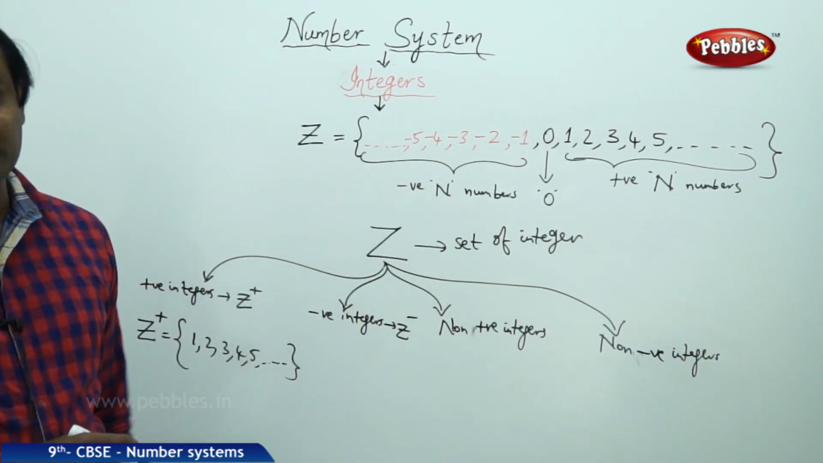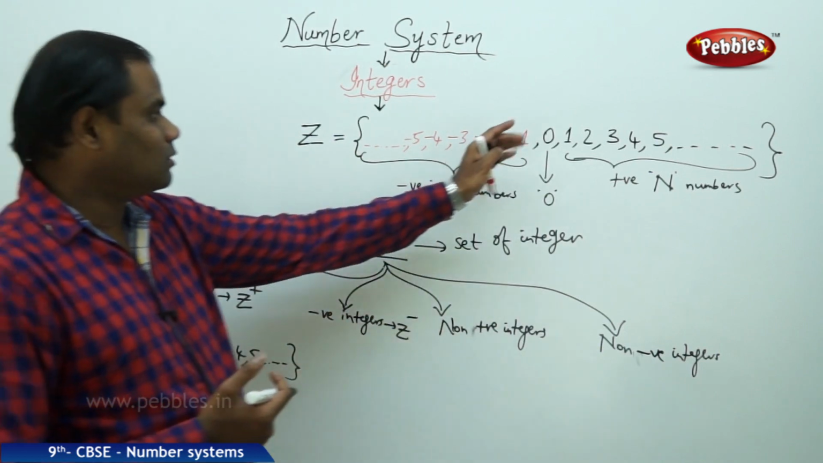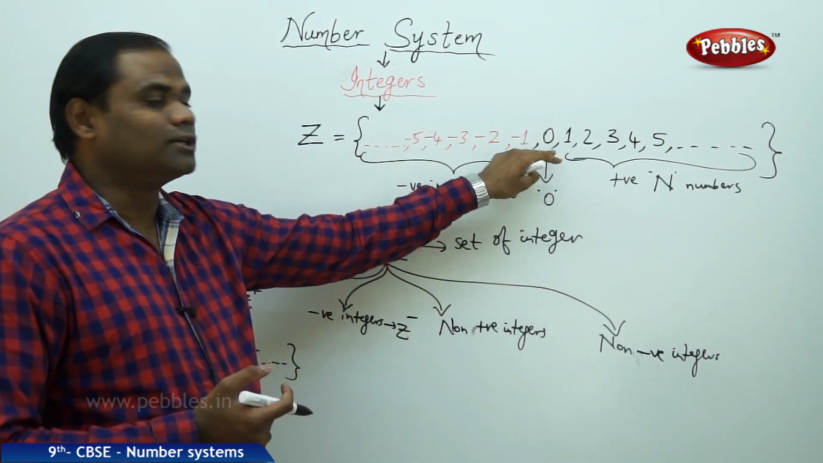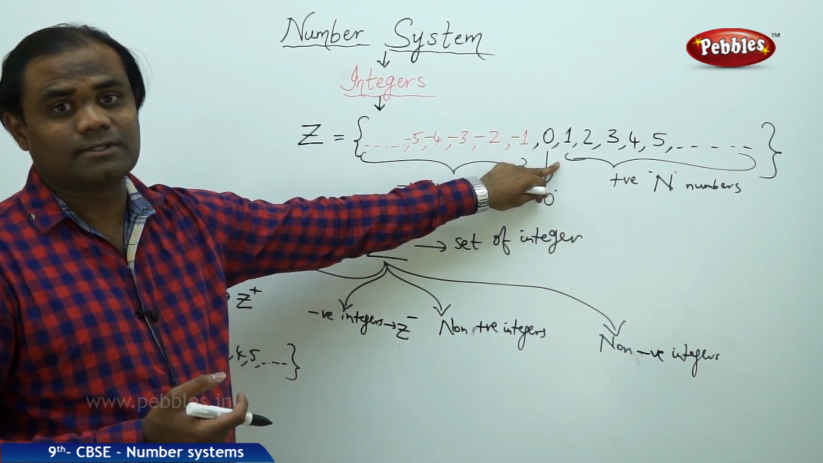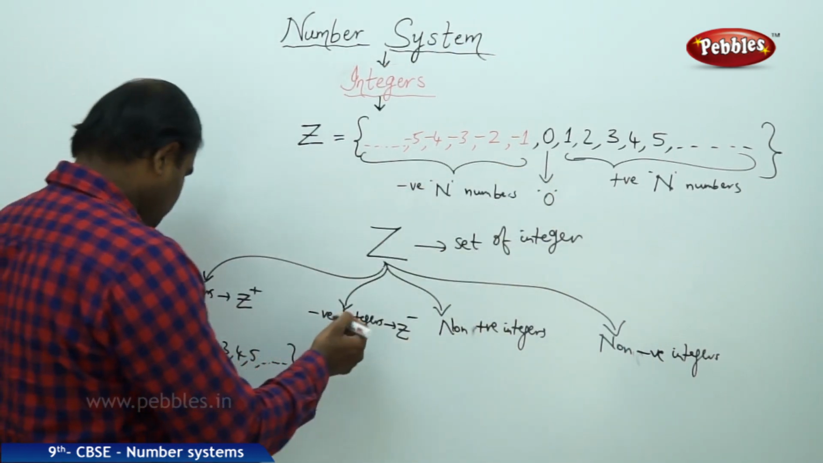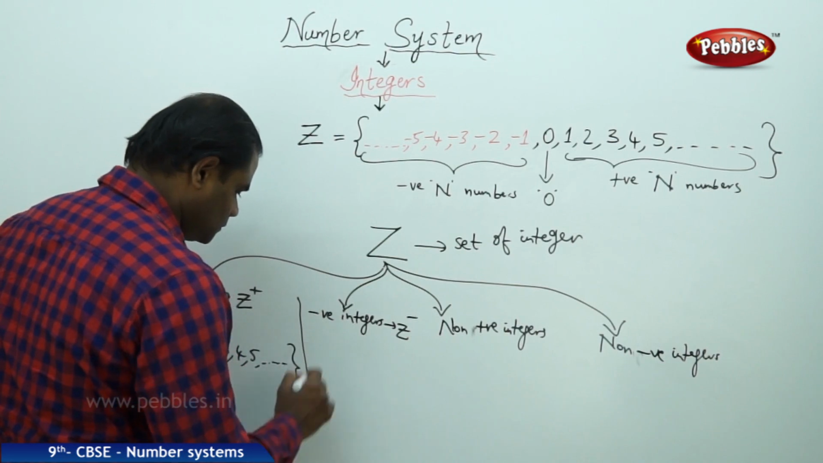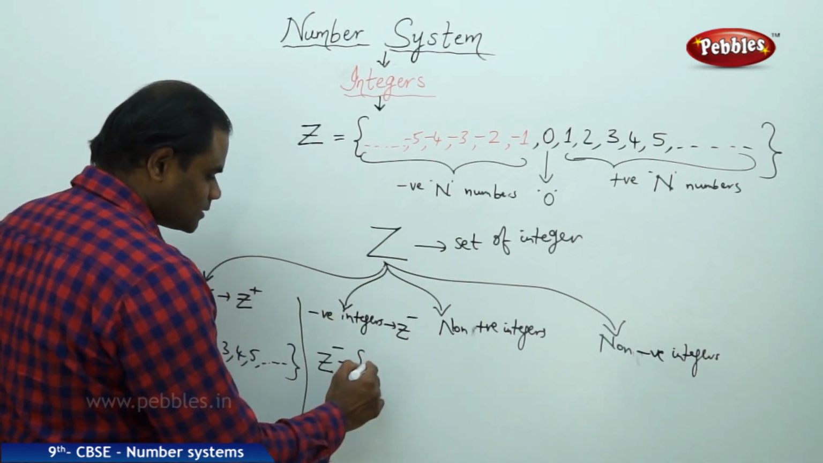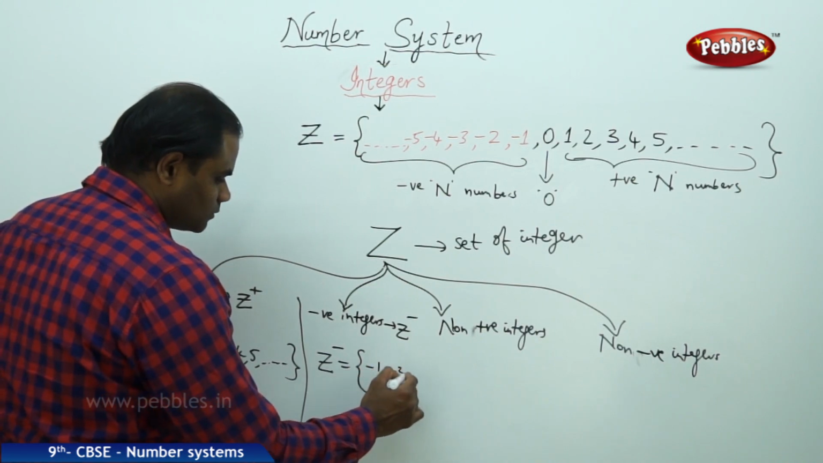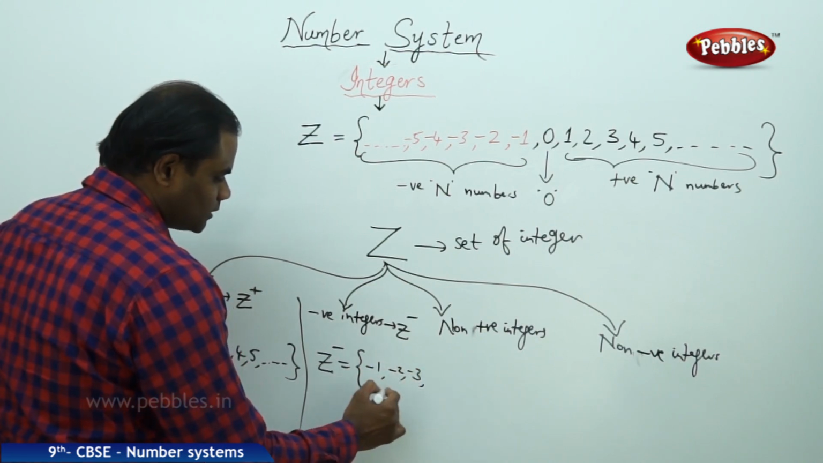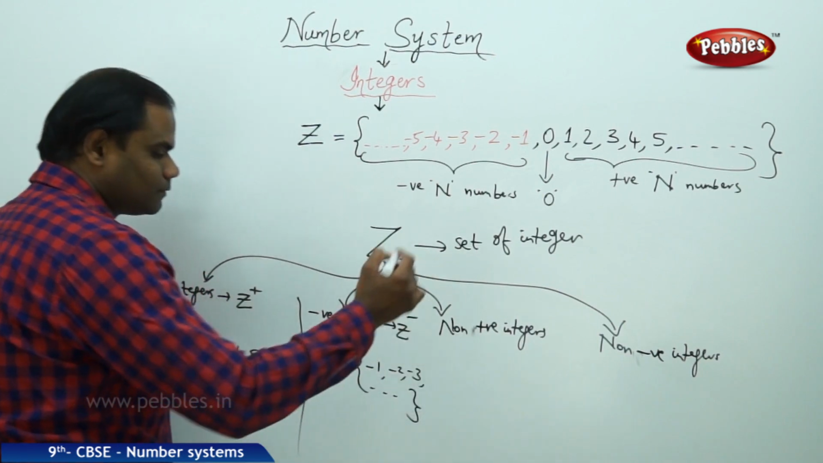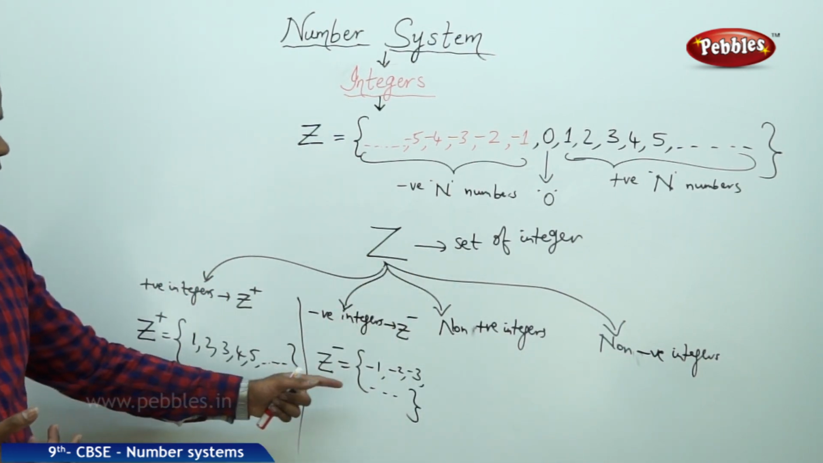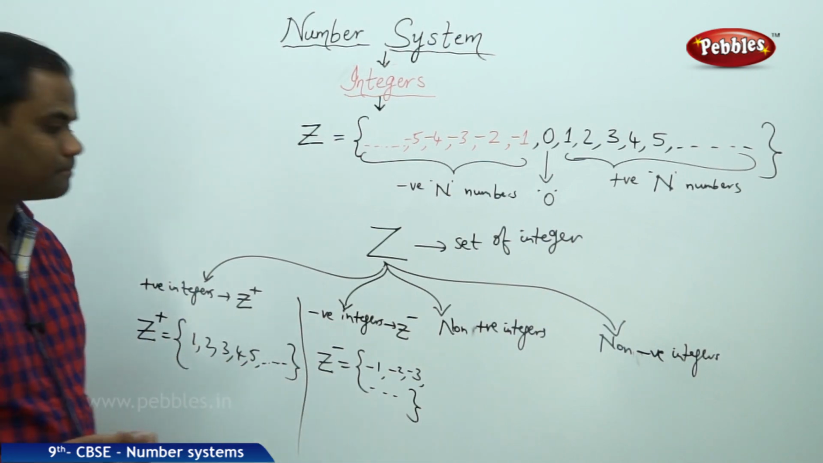Similarly, the negative integers Z minus is all the numbers which come on the negative side, that is, on the left of 0 of the main set of integers Z. Therefore, the negative integers denoted by Z minus start with minus 1, minus 2, minus 3, and so on and so forth. This is how we write the set of negative integers.